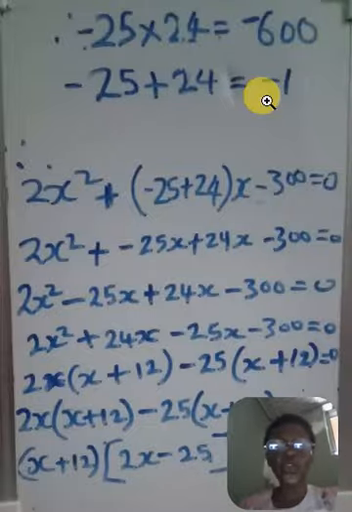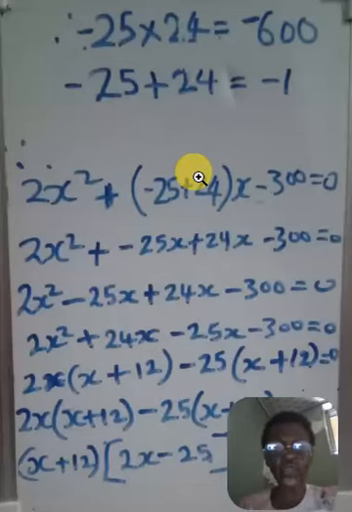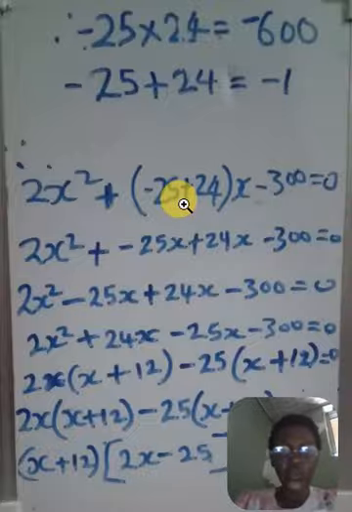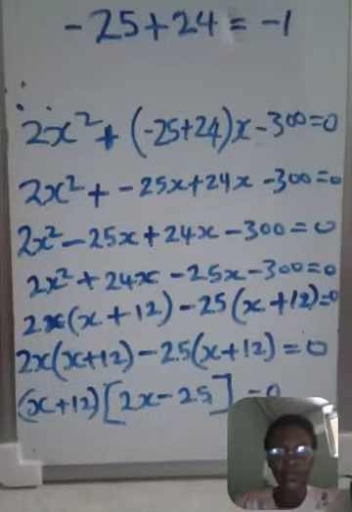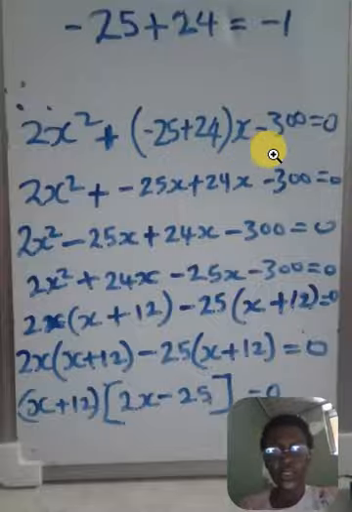Therefore, we now substitute this m and n, which is minus 25 and 24, into our second term, which is here, which is the b. So here we have paired b into these two numbers. So let's work on. So now we have this equation.